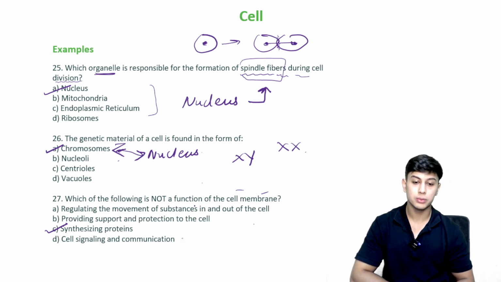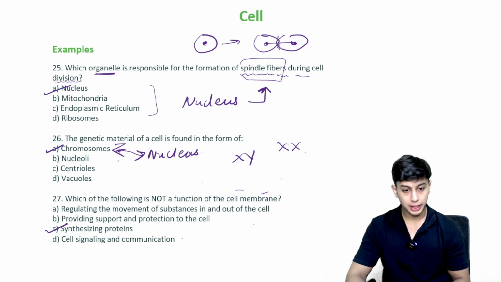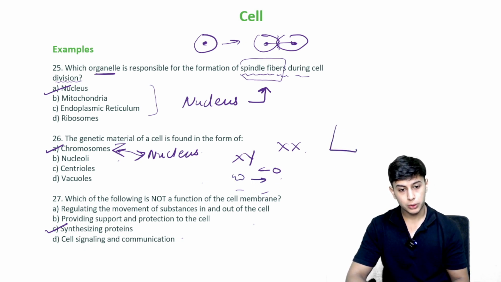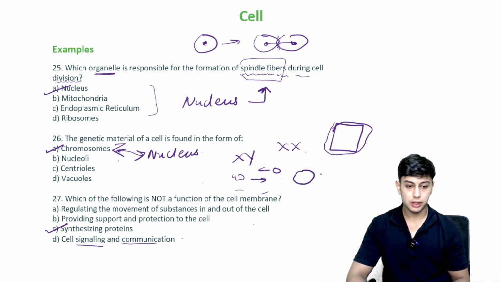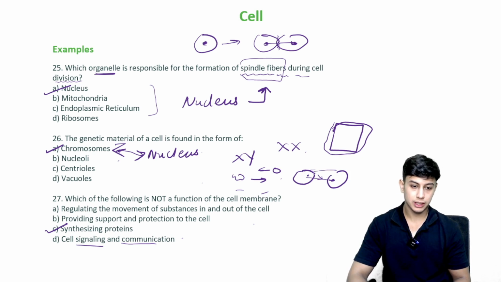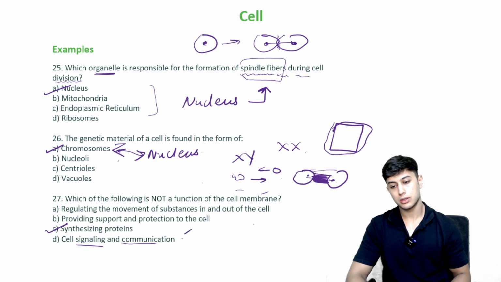Cell membrane does all the other things. It will regulate the movement of substances in and out of the cell. It will say, okay, this food can come in and this waste product can go out. It will provide good support to the cell. It will also help in cell signaling and communication. So if there are two cells and they have to combine together or do anything, there has to be a signal that will be through this cell membrane. So that is also important.